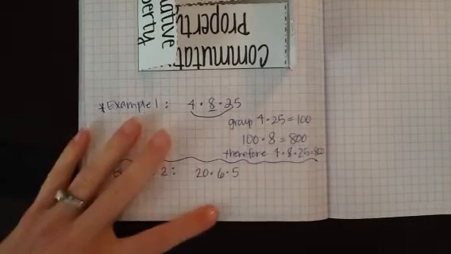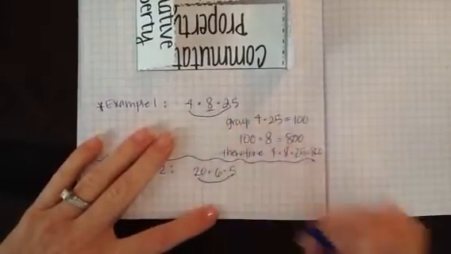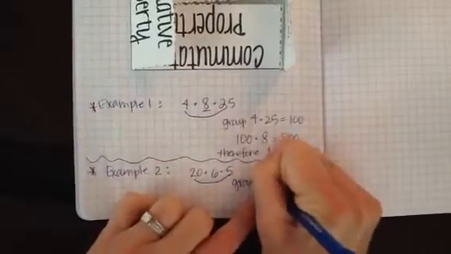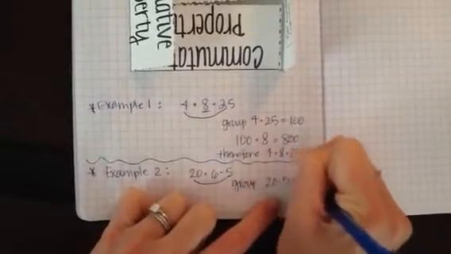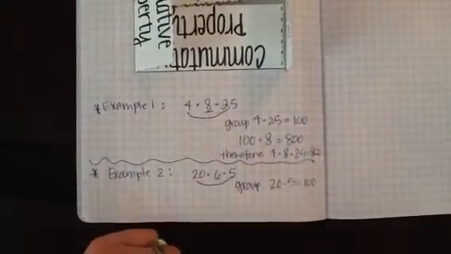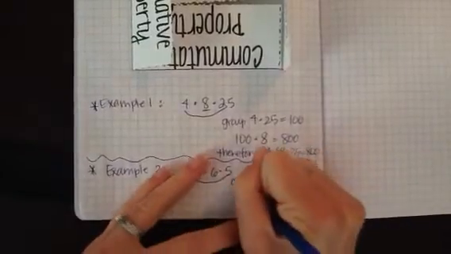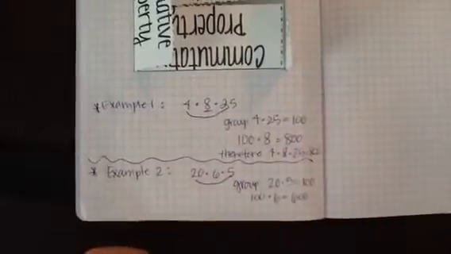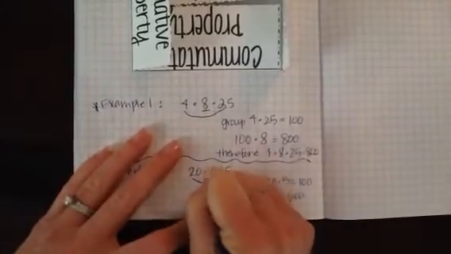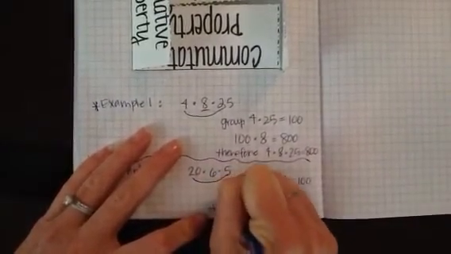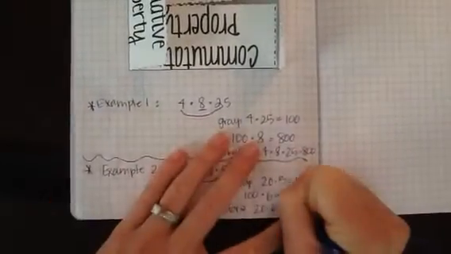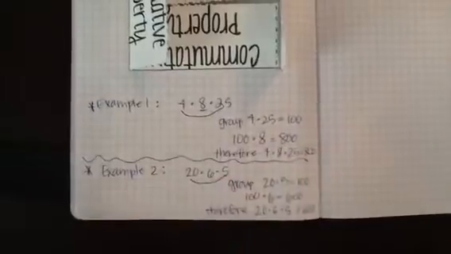Okay, so I'm assuming that you've already done that. If I group 20 and 5 together, then that's going to give me 100 using mental math. 20 times 5 is 100. So then I'm going to take my 100 and I'm going to multiply by 6, which gives me 600. So therefore, I can assume 20 times 6 times 5 equals 600 total.